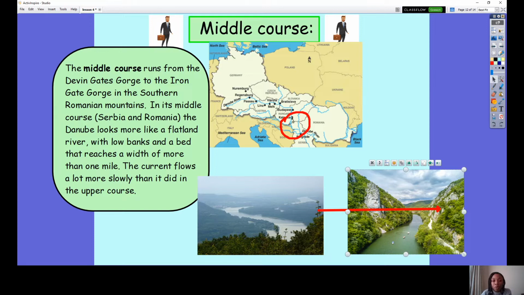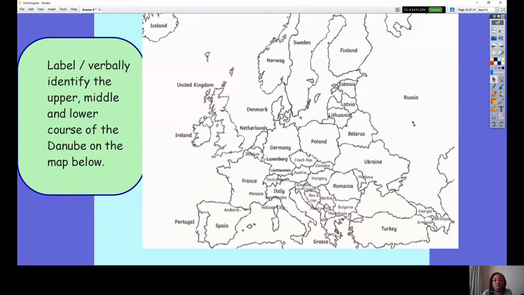Okay, so here is where the middle course would be. You can see I've circled it. So what I would like you to do now is pause the video on this slide, go back to your map and label where the middle course would be.